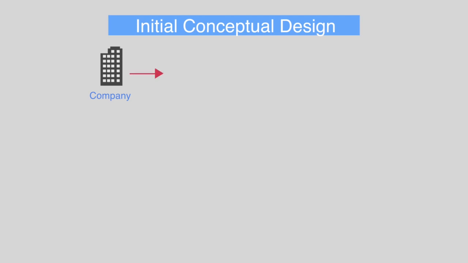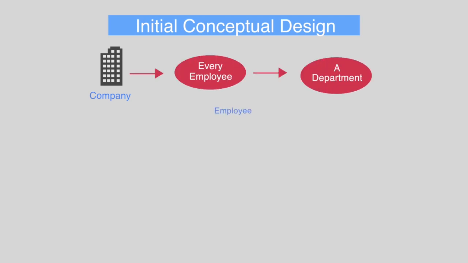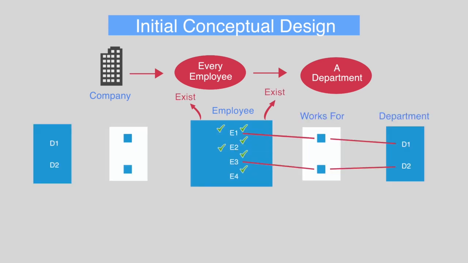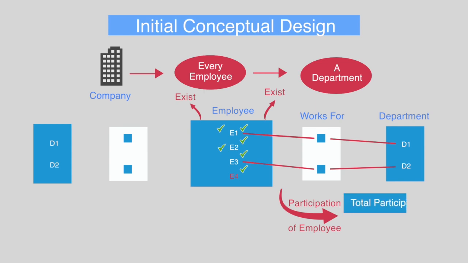If a company rule states that every employee must work for a department, then the employee entity can exist only if it can participate in at least one works for relationship. So the employee E4 does not exist in the database. The participation of employee in works for relationship is a total participation. It is also called existence dependency.